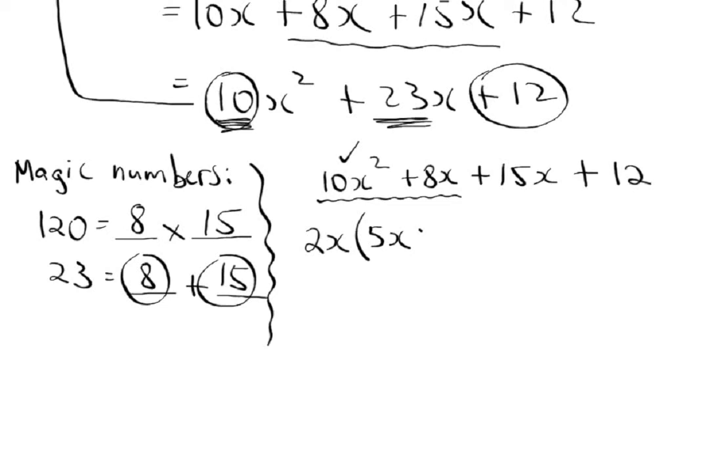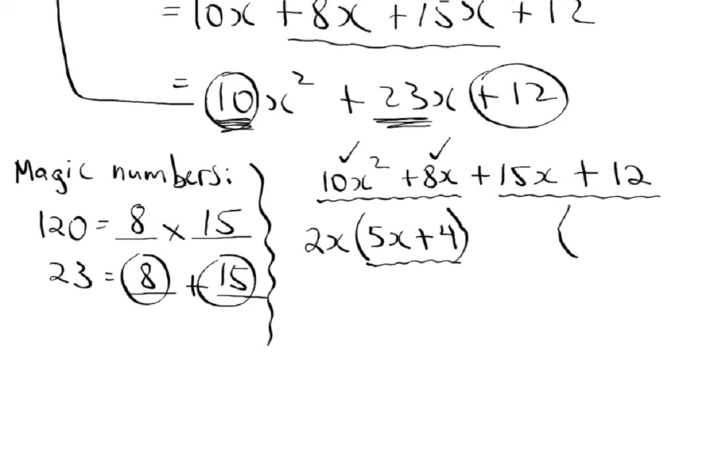And 2x times positive 4 gives us our 8x. Okay, so I've taken out the greatest common factor of the first two terms. Now I do exactly the same thing for the last two terms. And I'll give you a hint. You're always going to get the same stuff in the brackets when you do this.